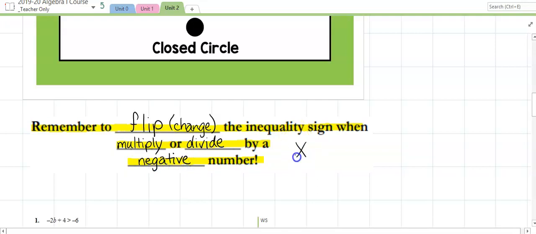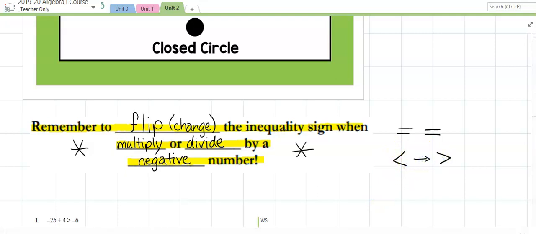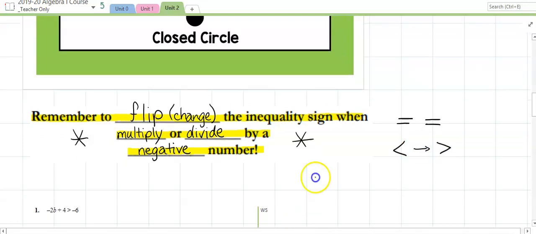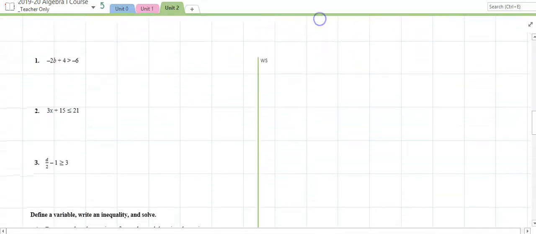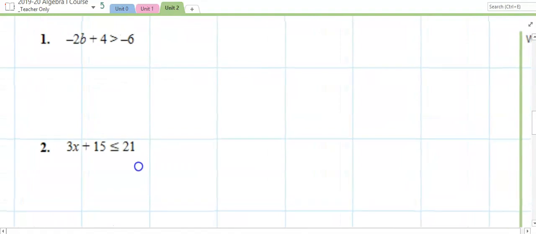This is a very important rule that's different. We didn't have to do that when we were solving equations because the symbol was an equal sign. Even if you flip an equal sign over, it's still going to look like the same symbol. But if you multiply or divide by a negative number during the process of solving, your less than symbol will turn into a greater than symbol, and vice versa. Let's practice a few examples to see how this will work.